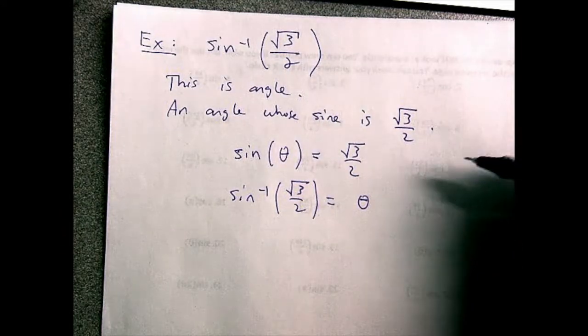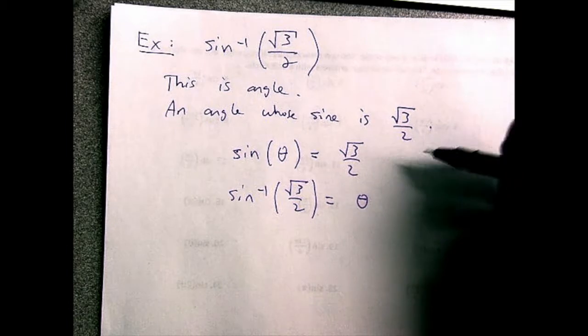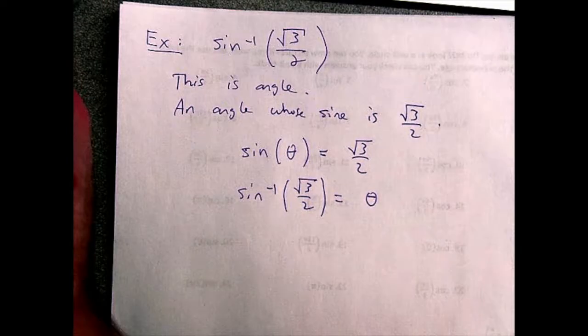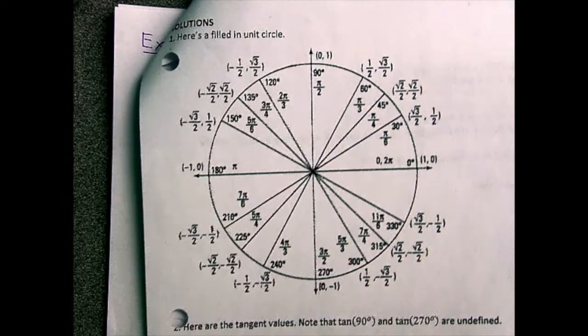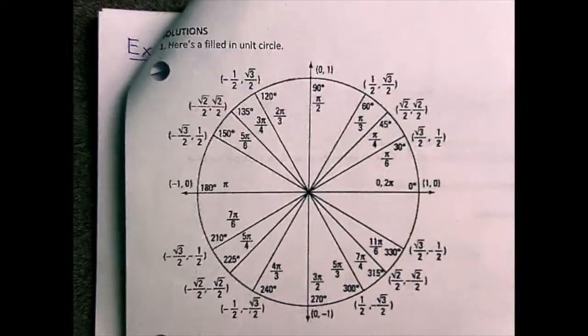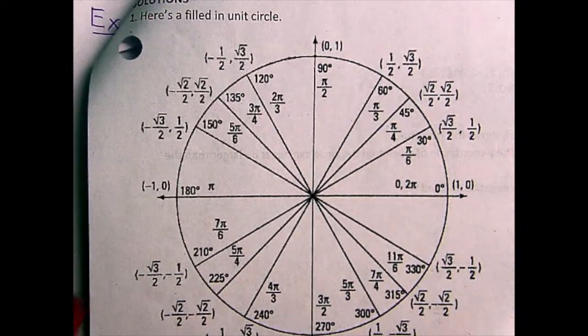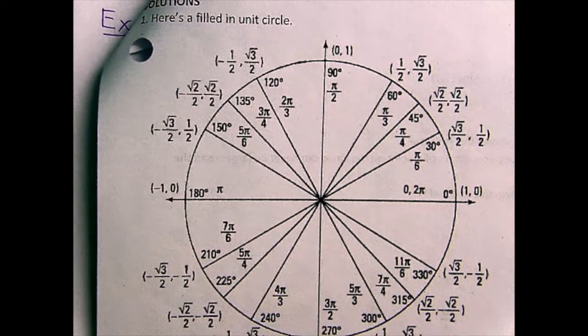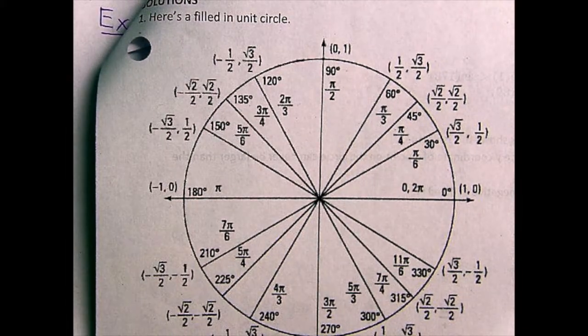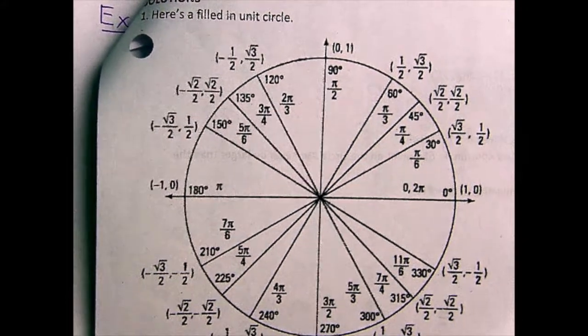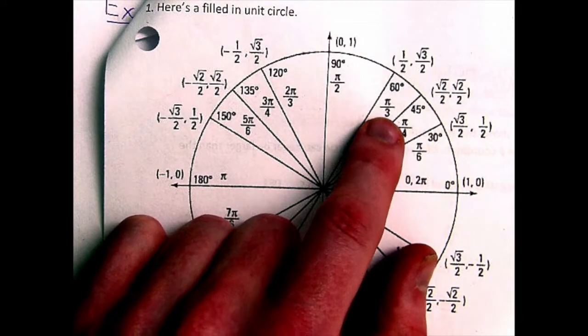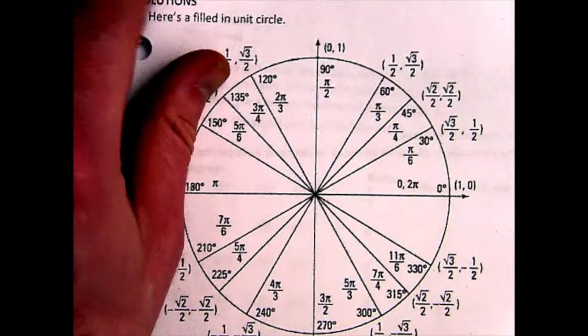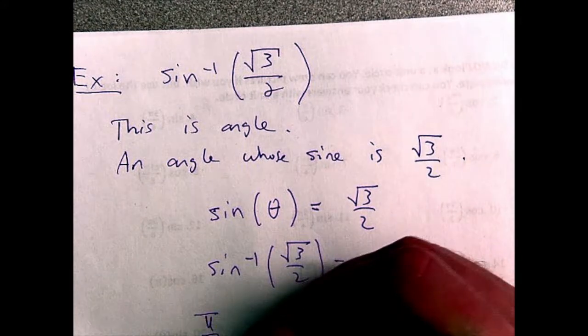Now, one way of handling this is to say to yourself, okay, I'm looking for an angle whose sine is root 3 over 2. If you go to your unit circle, here's a copy, you can go looking for an angle whose sine is root 3 over 2. Of course, the sine of an angle is just the y-coordinate of the associated point. So finding angles whose sine is root 3 over 2 just means finding angles whose y-coordinate is root 3 over 2. I see one of them right here. Pi over 3 is an angle whose sine is root 3 over 2. So perhaps our angle is pi over 3.